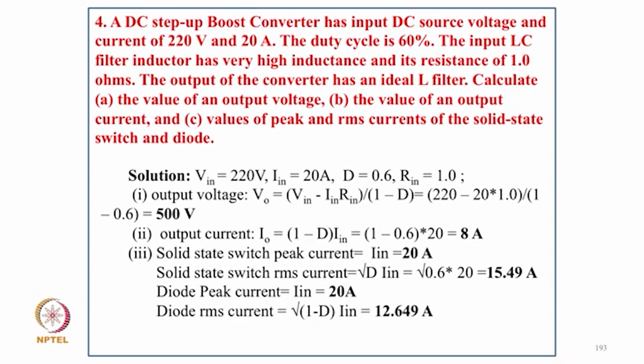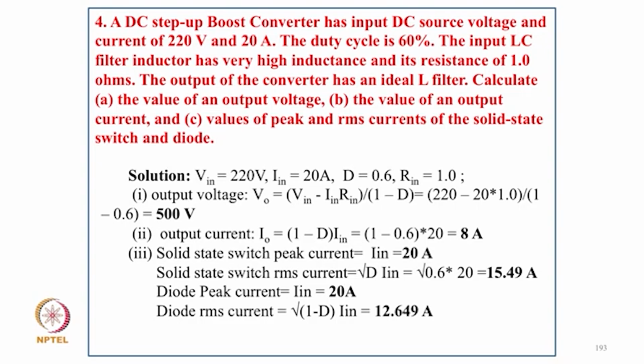Coming to problem number 4: a DC-DC step-up boost converter has input DC voltage and current of 220 volt and 20 ampere. The duty cycle is 60%. The input LC filter inductor has very high inductance and its resistance is 1 ohm. The output of the converter has an ideal filter. Calculate the value of output voltage, the value of output current, and the values of peak and RMS current of the solid state switch and diode.